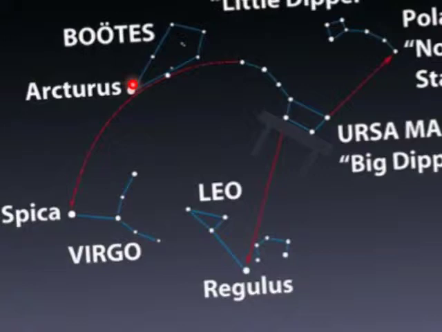And then if you take that arc and keep going, you can, what we say, speed to the star called Spica, which is in the constellation Virgo. Virgo is kind of a hard one to make out, but Spica is pretty bright.